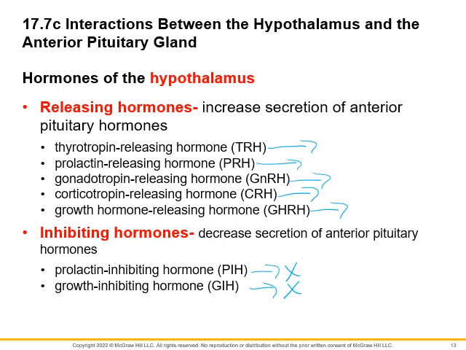So the hypothalamus is going to release one of these hormones, and that hormone is going to trigger the anterior pituitary to release another hormone. Do you remember how we talked about hormonal stimulus? So one hormone going to another endocrine gland and causing that endocrine gland to release its hormone. So that's what we're talking about here.